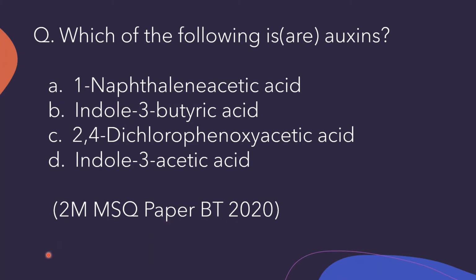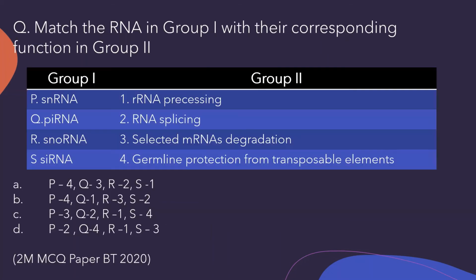Now we'll have the question for my next video. Here we have to match the column from group 1 and group 2. The question is related to RNA. See, different types of RNA are given in group 1 and their functions or what they are related with is given in group 2. Different combinations are given, and question is again from paper of Biotechnology 2020, and this is a MCQ question having 2 marks. So we'll have discussion for this question in my next video.